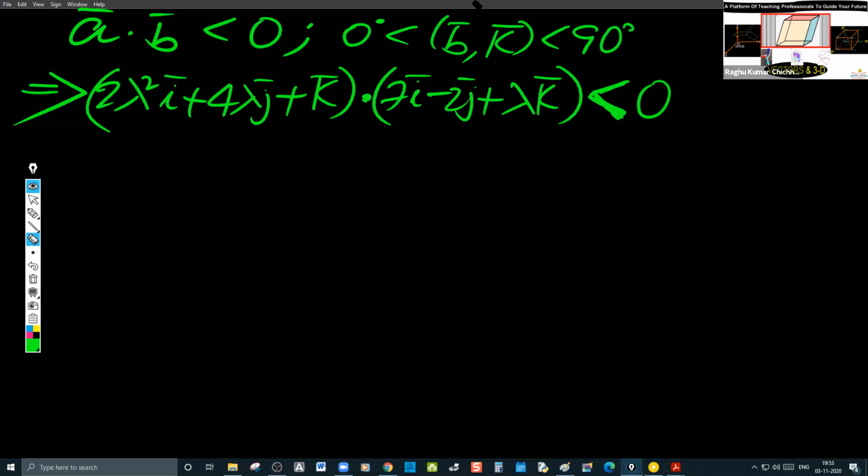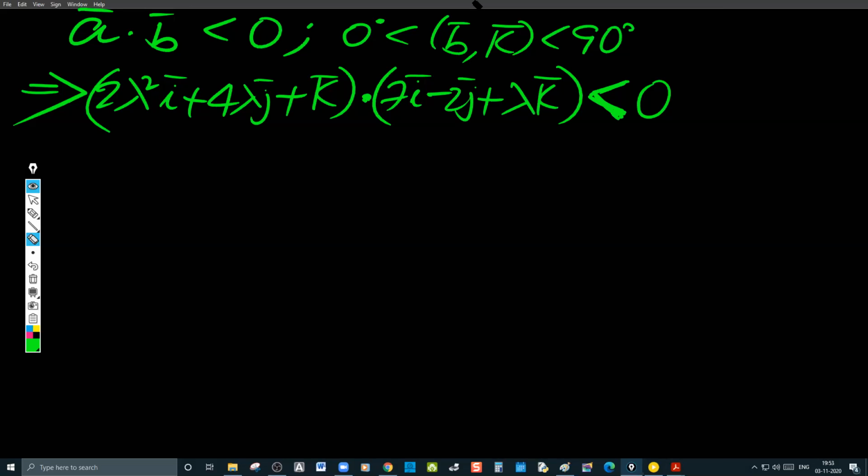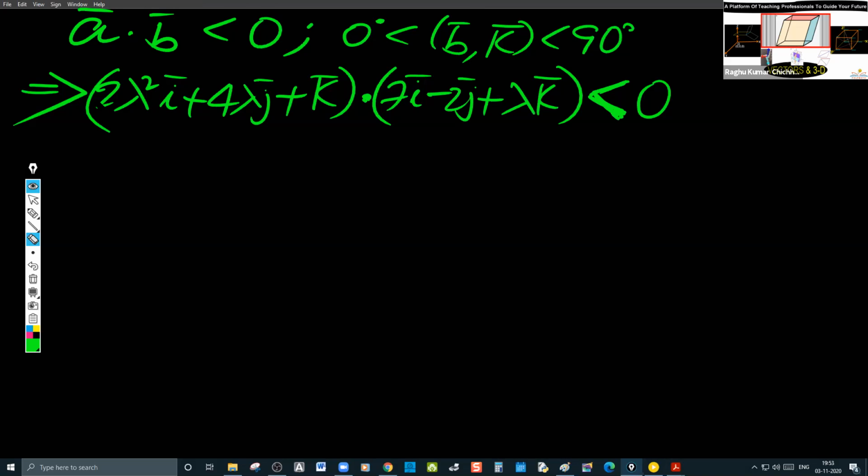If you say the answer, I'll write it, or otherwise if you have any doubt, ask me, please. Sir, lambda is greater than under root 115. Let me check. So the dot product becomes 2 lambda square into 7, 14 lambda square, minus 8 lambda, plus lambda.